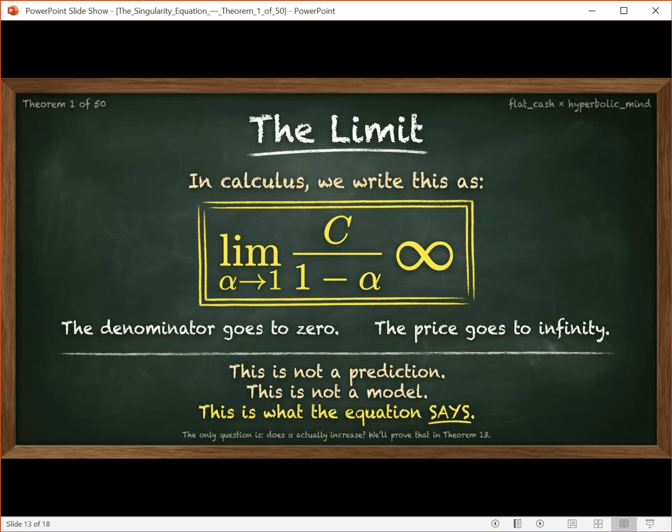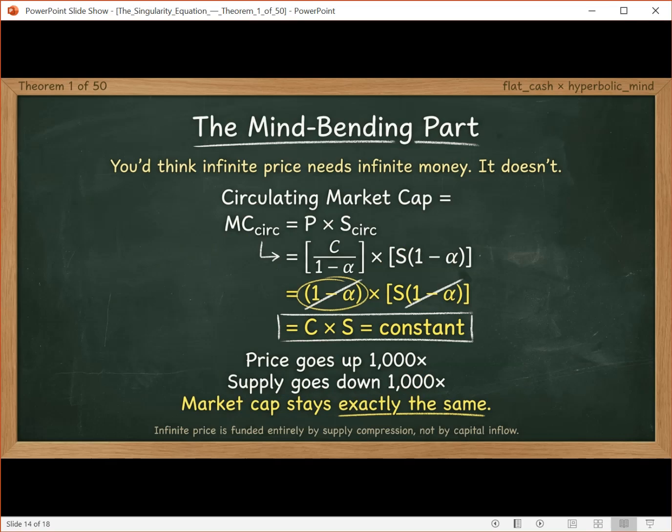So as in calculus, we write this as alpha tends to 1, automatically C divided by 1 minus alpha will basically approach infinity. The denominator goes to 0, the price goes to infinity. This is not a prediction, this is not a model. This is what the equation says. And so you think infinite price needs infinite money.